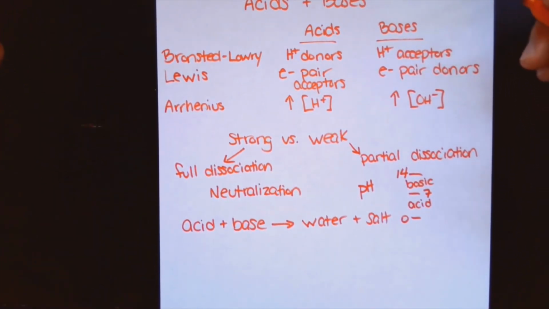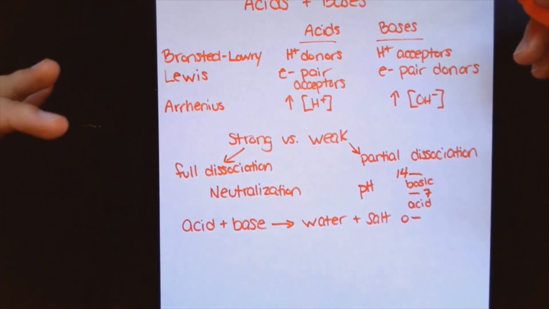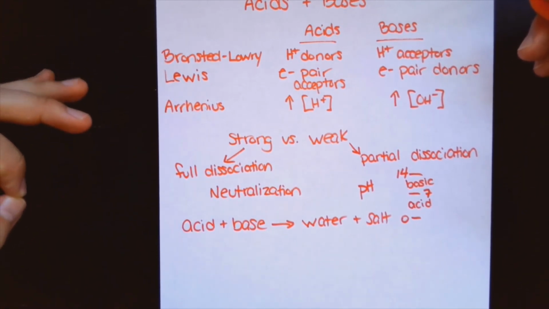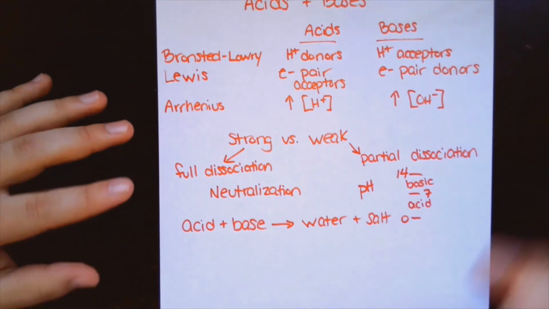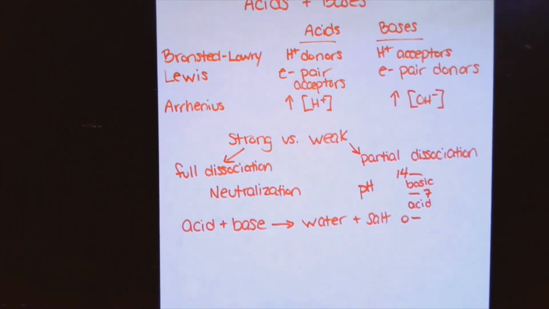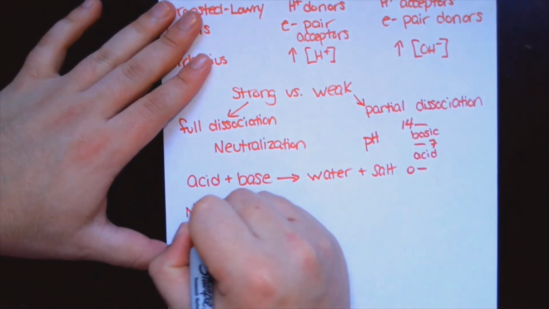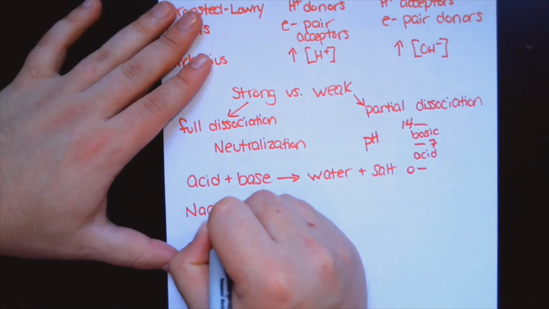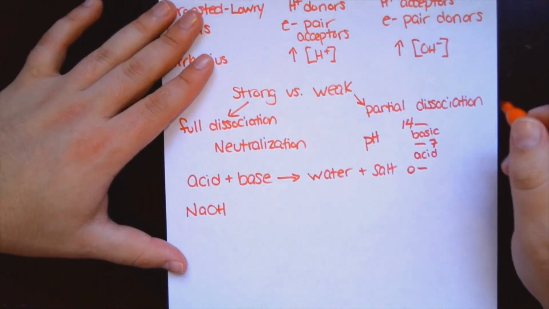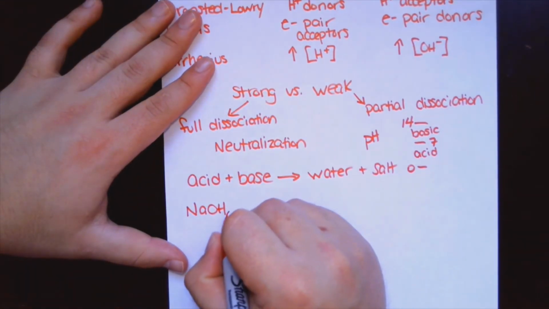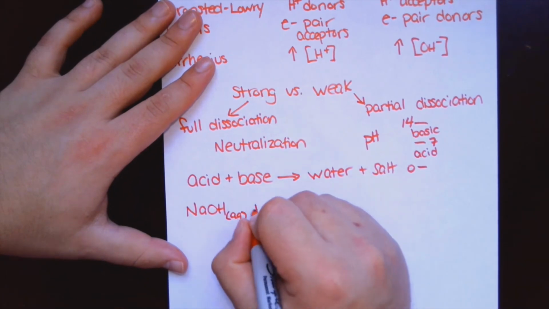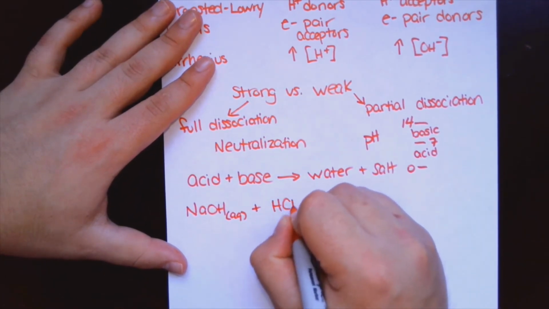It can be, that is a salt, but that's just one example of a salt, right? A salt is just any ionic compound. So how would you write out neutralization reactions? Well, I'll show you two examples. So this first one, I'm going to use probably both the most common strong base and the most common strong acid. So this is sodium hydroxide and hydrochloric acid.